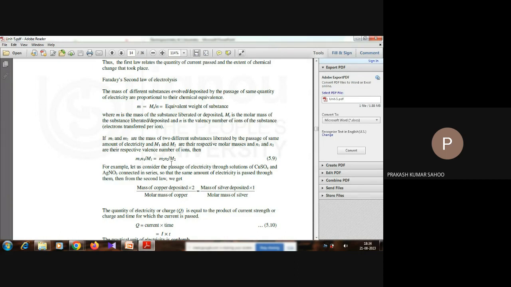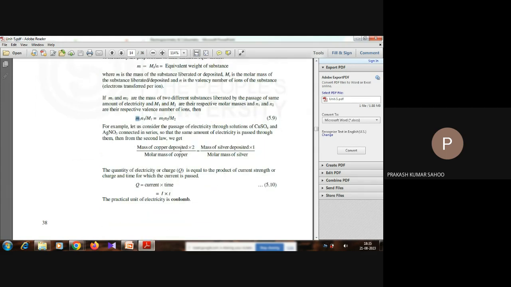Here capital M is the molar mass, small m is the mass of substance deposited, and n is the number of electrons transferred. So small m is the mass of copper deposited into 2 divided by the molar mass or atomic mass of copper. Similarly, for silver, it is the mass of silver deposited into the number of electrons transferred, which is 1 in the case of silver, because silver is always Ag plus, divided by the atomic mass of silver.